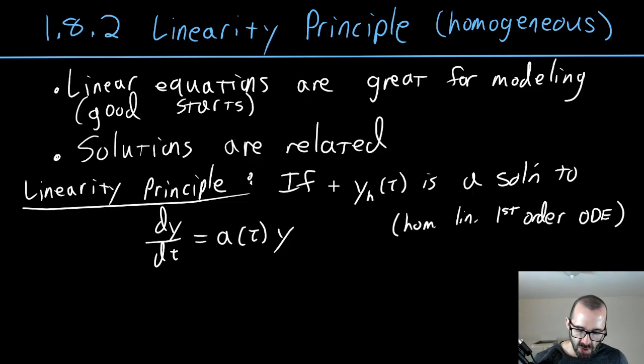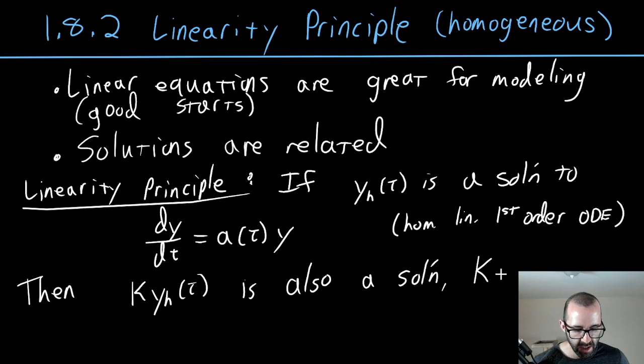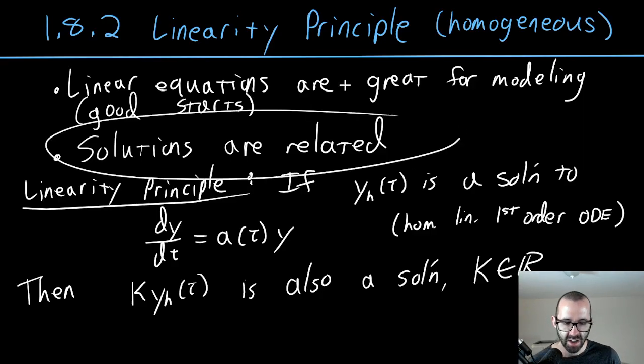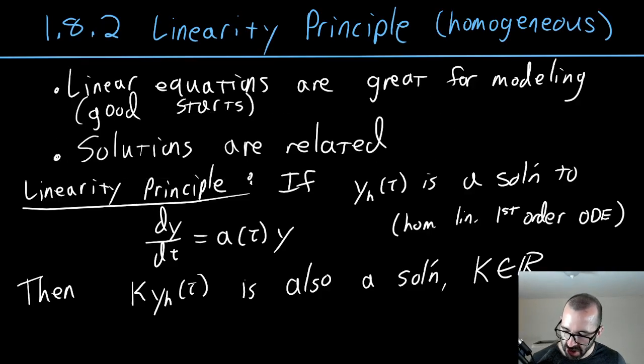If we have a solution to a homogeneous differential equation like so, then k times that solution is also a solution. And this works for any real number k. All right, so you find a solution to a homogeneous differential equation, multiply that solution by any constant, you still have a solution to that same ordinary differential equation. All the solutions are related. They're just all constant multiples of each other. So let's see what that looks like.